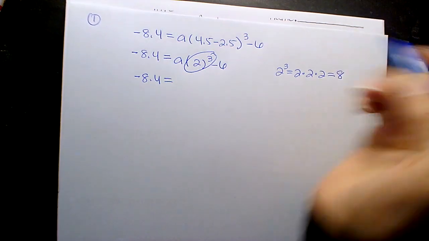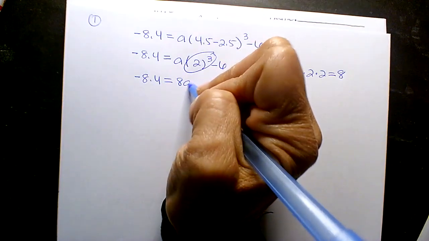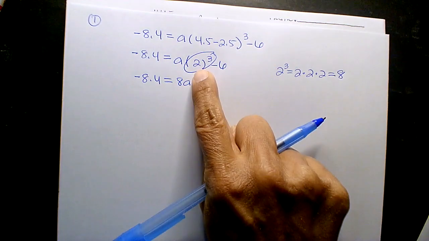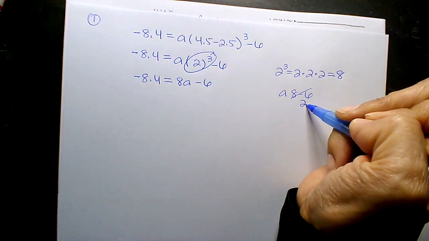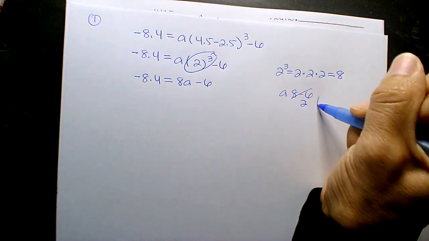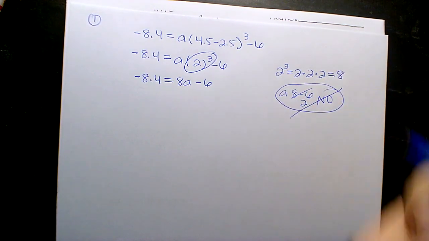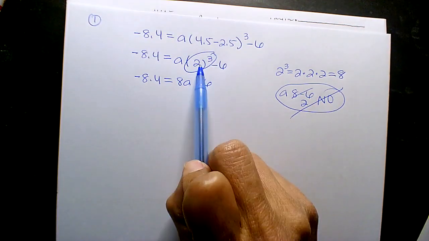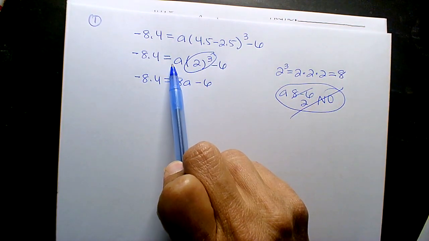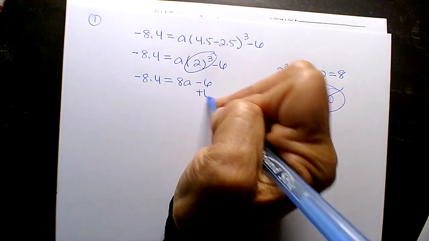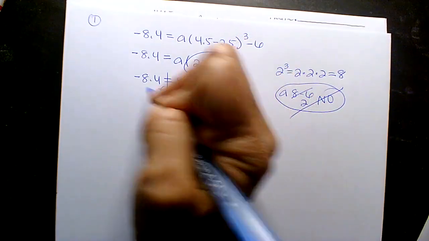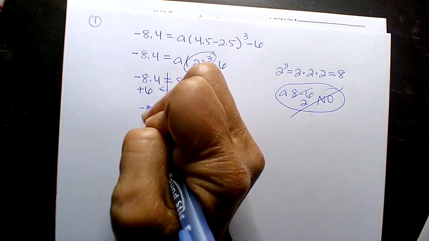Okay, this is the coefficient of A. It is not 8 minus 6. Do not do this where some students will then go 2. No. Do not do that. That's a huge common mistake. That number becomes the coefficient of A. Now you're just back to a two-step. So take that over, plus 6, negative 2.4.